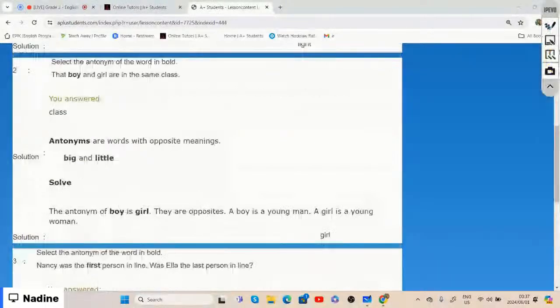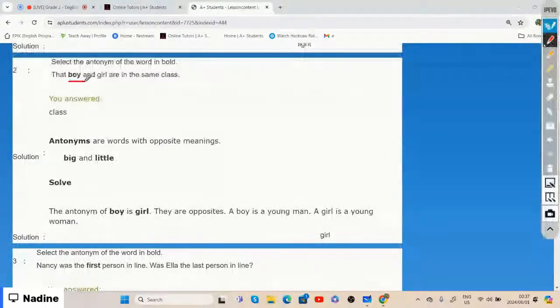So now the boy and girl are in the same class. So we need to identify the opposite of boy within that sentence.